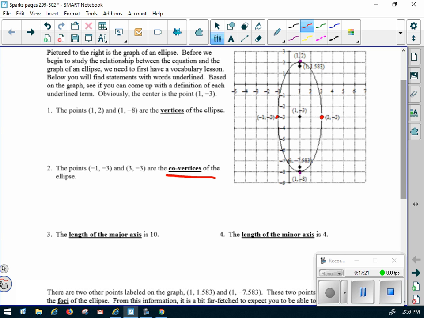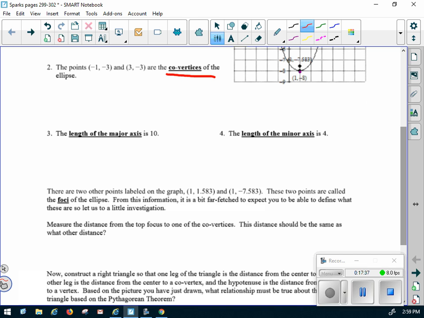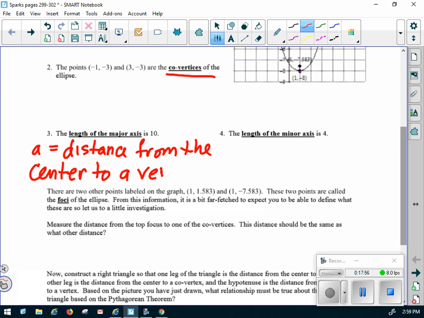If you look at the notes that Sparks wrote, you will see some other handwriting, and the other handwriting is mine. There's a variable that we use for major axis, and I wrote that into the notes, but I want you to have them. A is the distance from the center to a vertex. Okay, so you need to write A is the distance between the center and a vertex.